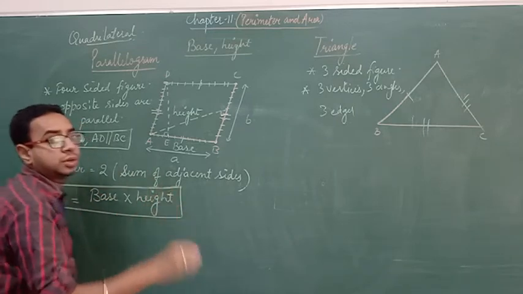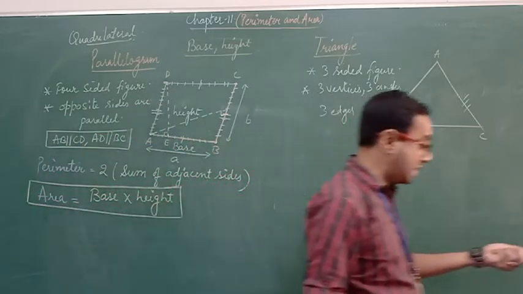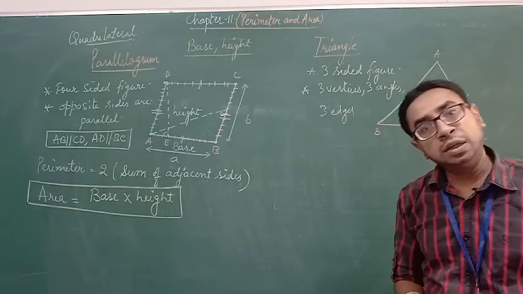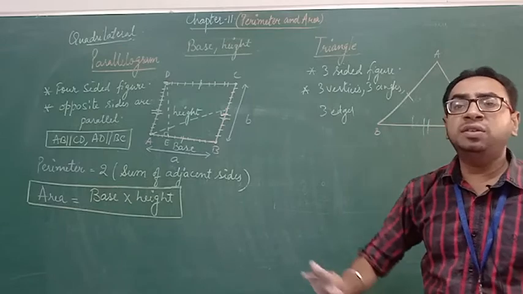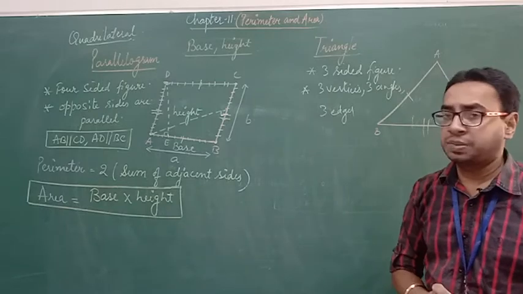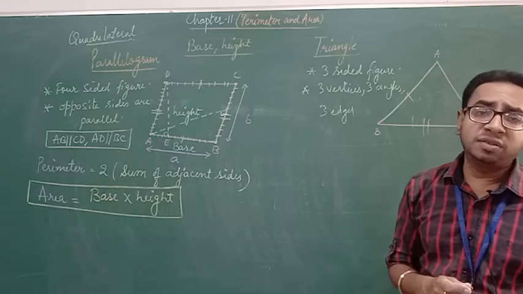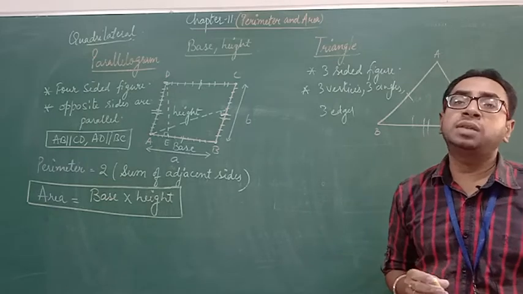That is very important. Are we clear? So base into height is the formula for parallelogram. Clear? Any doubt anyone is having with this concept? Parallelogram: perimeter means twice the sum of adjacent sides, and area is base into height.